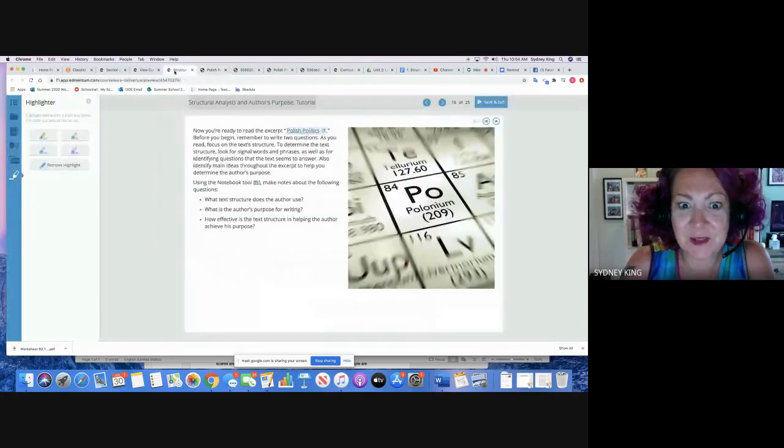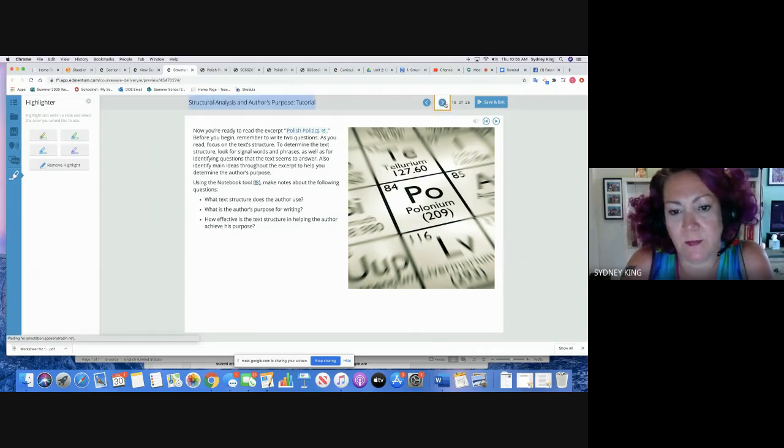All right, so I hope that was helpful. Now, you're going to remember to write 2 questions, right? We're focused on this text structure. What is the text structure that the author is using in that? And what do we think the purpose is? And how effective is that text structure in achieving this purpose?